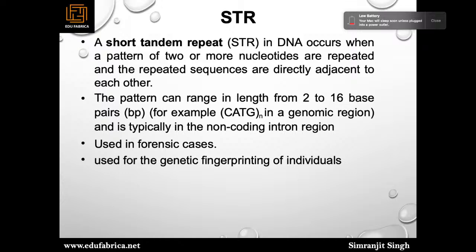In DNA, a repeat occurs when a pattern of 2 or more nucleotides is repeated and the sequences are directly adjacent to each other. The pattern can range in length from 2 to 16 base pairs. For example, it is typically a non-coding intron region, and they are used in forensic cases. They're used for genetic fingerprinting of individuals.